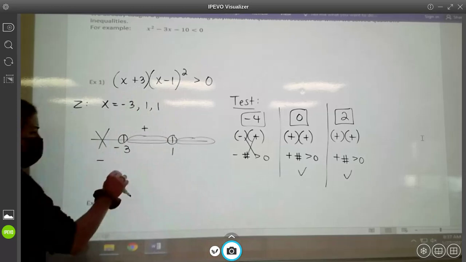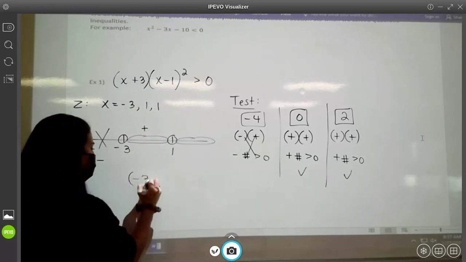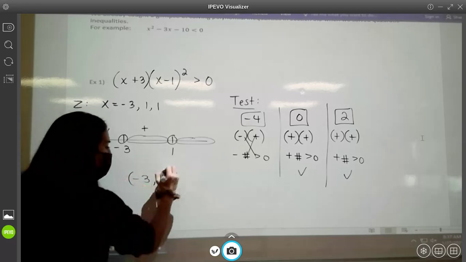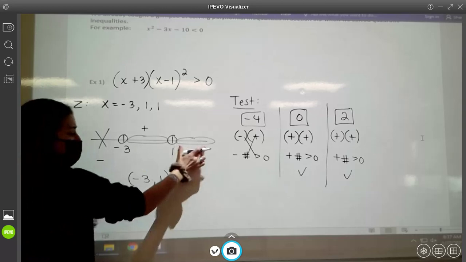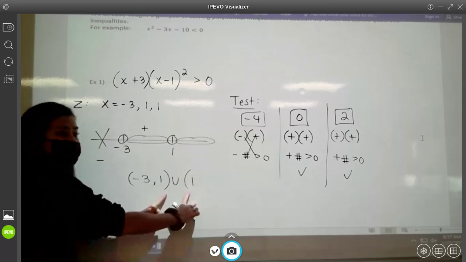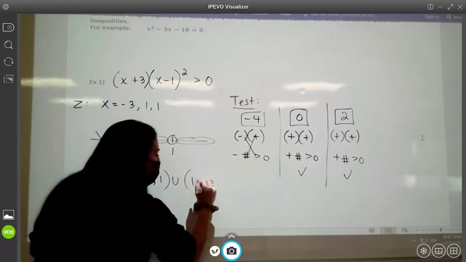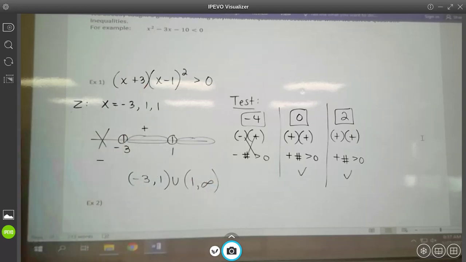So interval notation, what intervals of x live here? Well, -3, but not including him, all the way to 1, but not including 1. And then what x values live here? Union, pick up on the other side of 1, because we want to make sure 1's not included, and then we'll go off to infinity. And those are the x values that are going to make this inequality true.